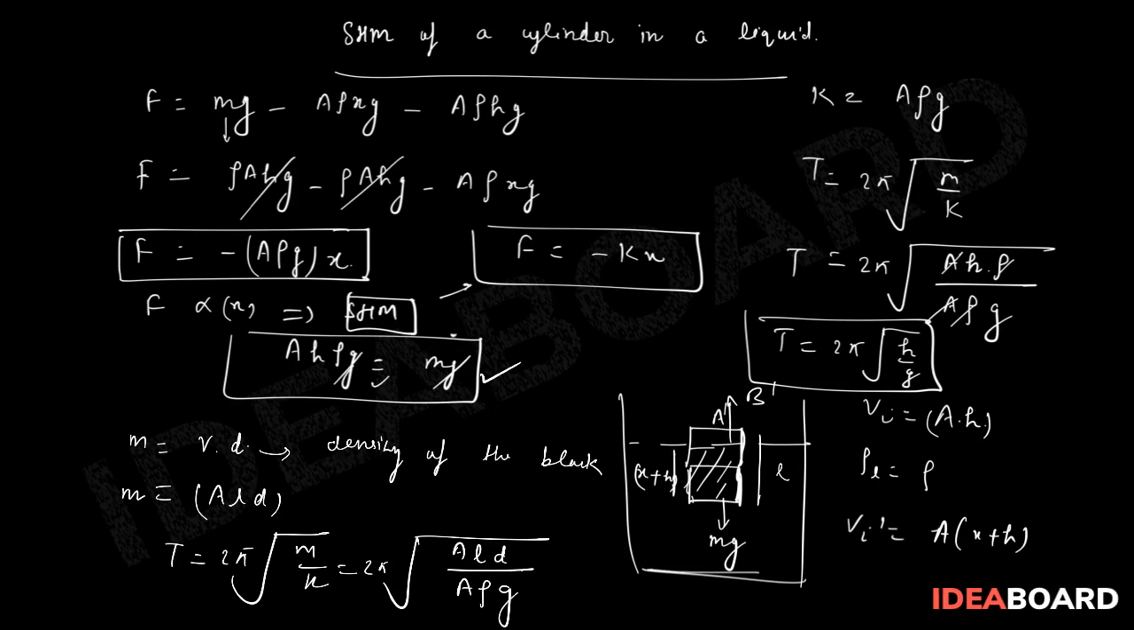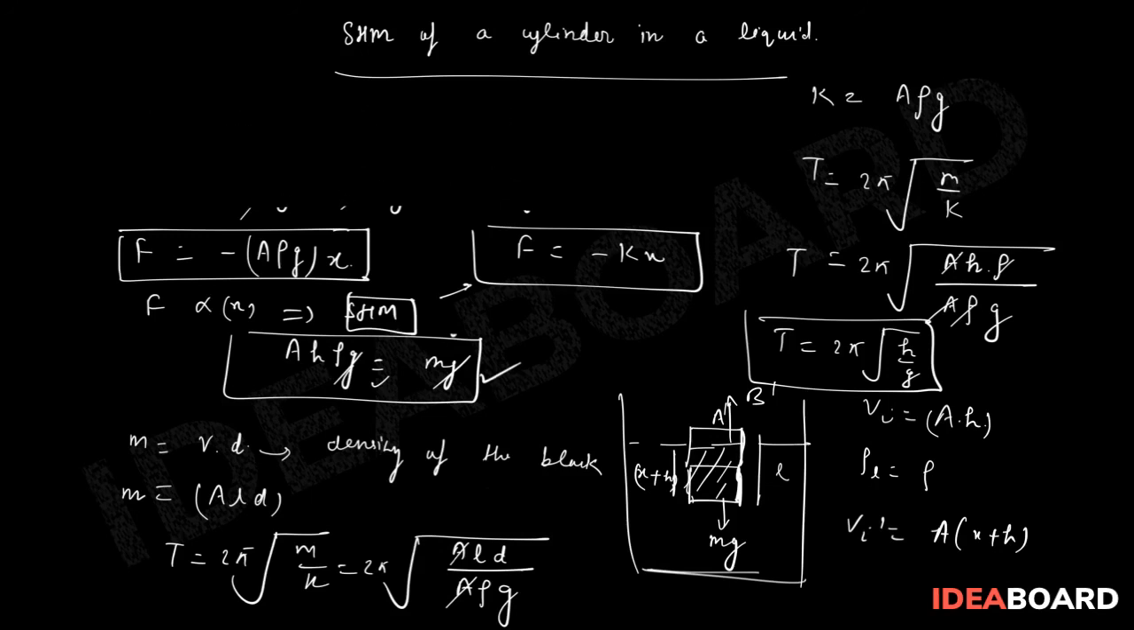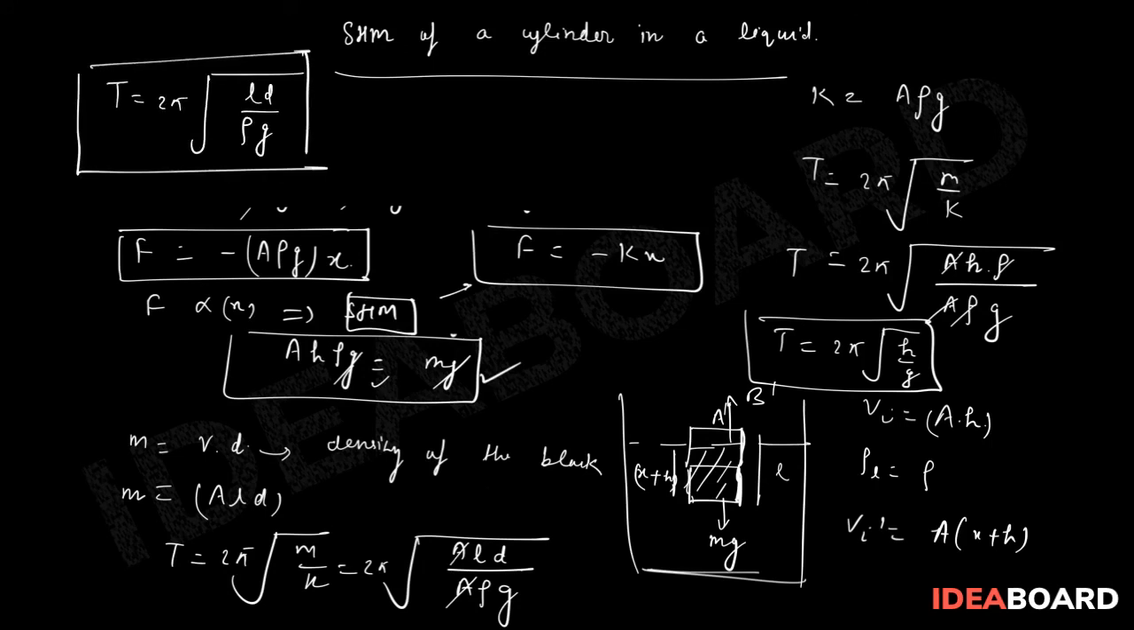So now A and A cancel out, so we get T is equal to 2 pi under root of L d upon rho g. This can also be the answer. So both the answers for the time period are correct, and we already proved that this was SHM. That's how we solve such types of questions related to SHM in liquids.